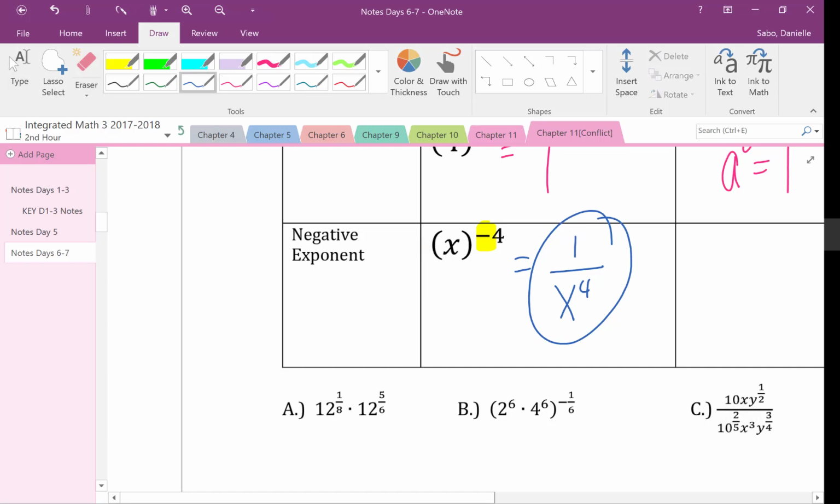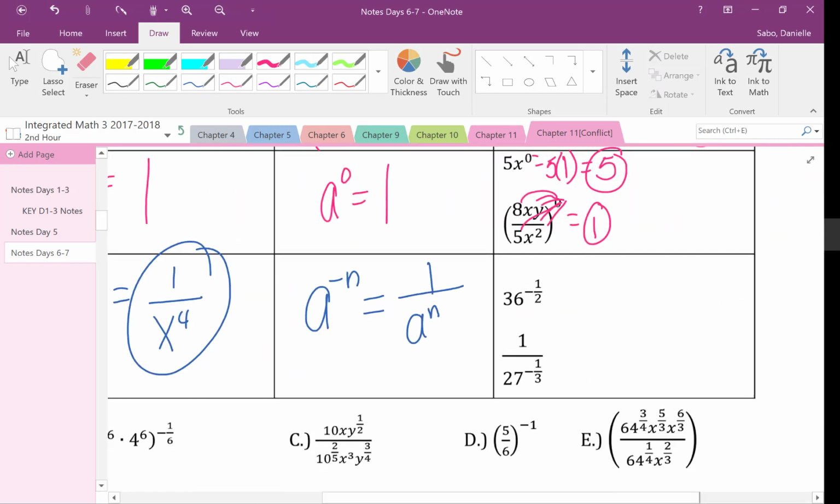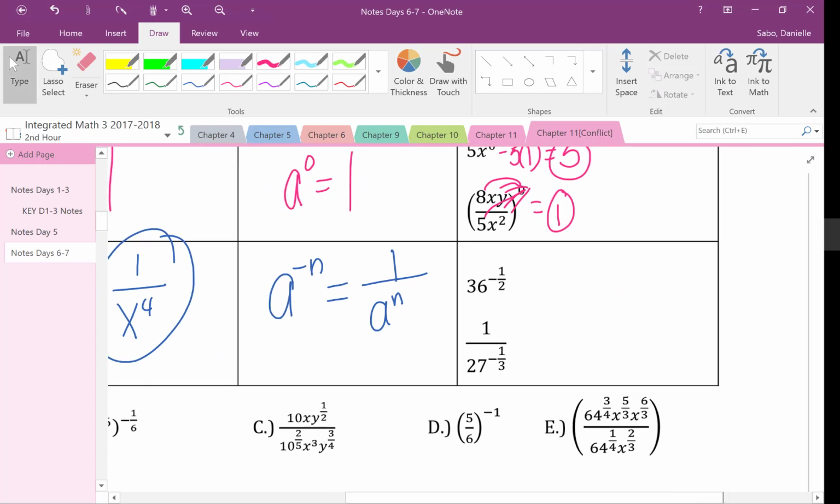Okay, but let's do a little power rule here. If I have a to the negative n, I'm then going to have 1 over a to the n. What if the negative exponent was in the denominator? It goes to the numerator. Boom. It goes to the numerator. Now let's actually do this. Let's give it a try.